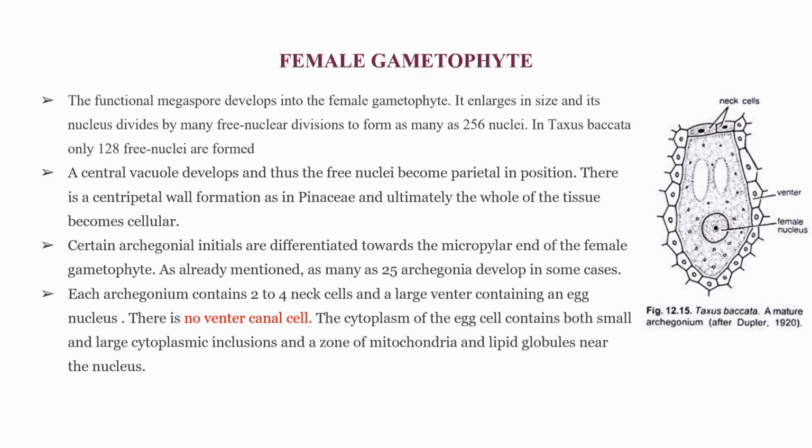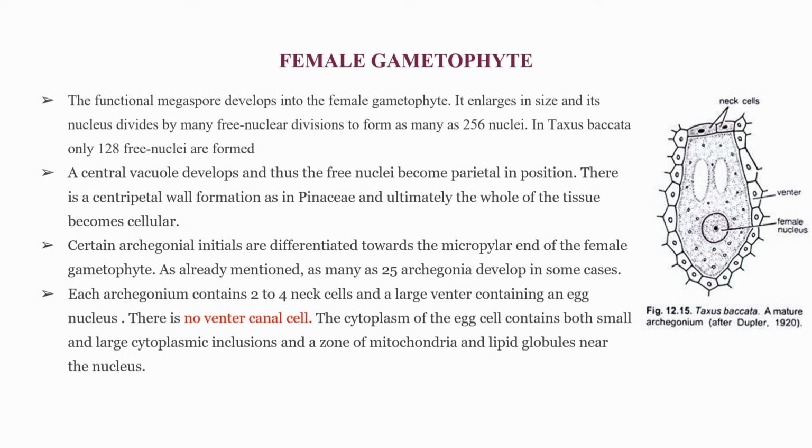Female gametophyte. The functional megaspore develops into the female gametophyte. It enlarges in size. Its nucleus divides by many free nuclear divisions to form 256 nuclei. In Taxus baccata, 128 free nuclei are formed. A central vacuole develops and thus the free nuclei become peripheral in position. There is a centripetal wall formation in the Pinaceae and ultimately the tissue becomes cellular.